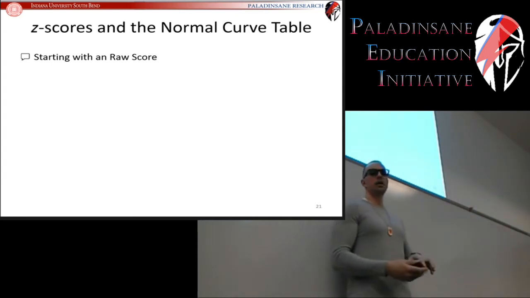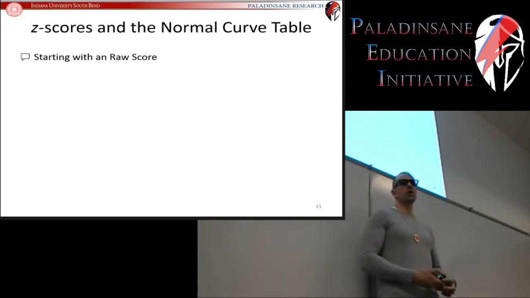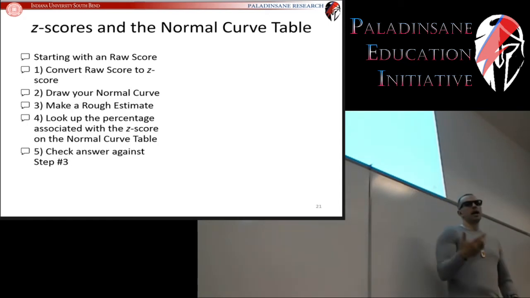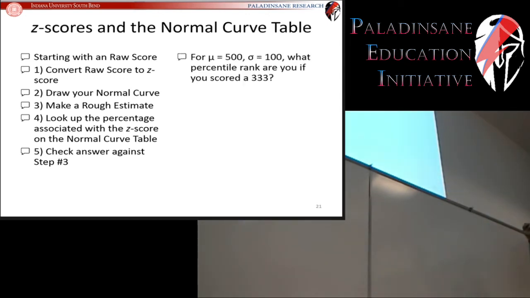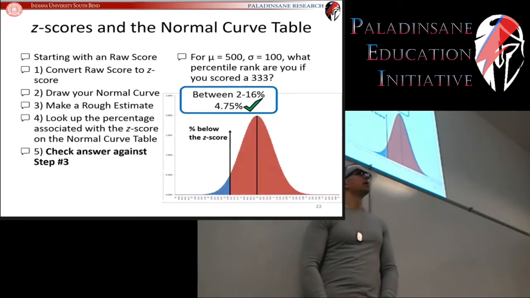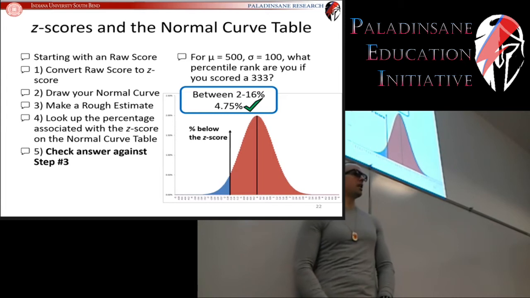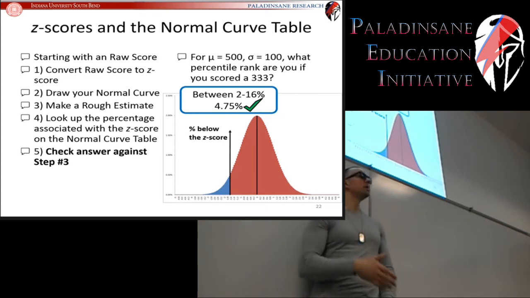All right, so last time when we met, we took a look at how to use the unit normal curve table, Appendix 1, and how to answer questions where you start with a raw score and you're asked for a percentage. Those are the 5 steps that we looked at. So if you're starting with a raw score, hey, you scored 333 on your SATs, and you want a percentage, what percentile rank are you? These are the steps that you would use to get that answer. And as we saw last time, the percentile you are in is 4.75, and that means that 4.75 of the population scored as well or lower than you, and about 95% scored better than you.